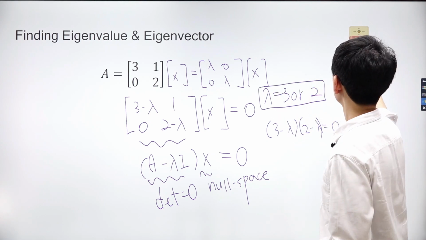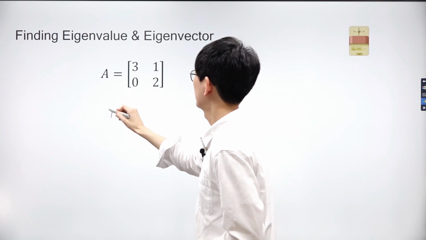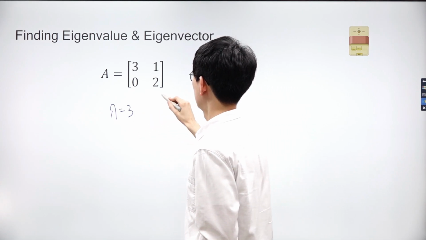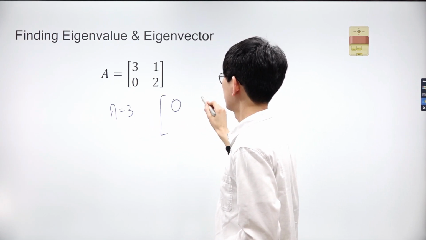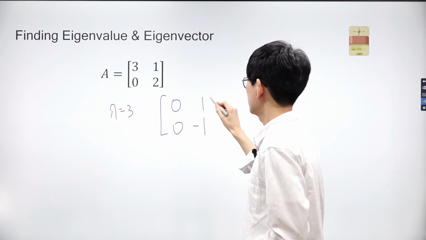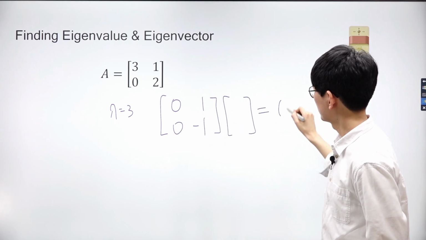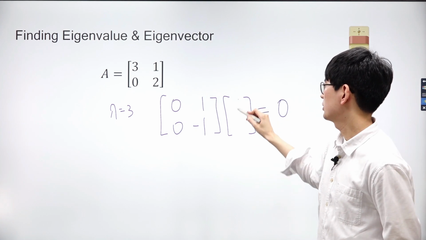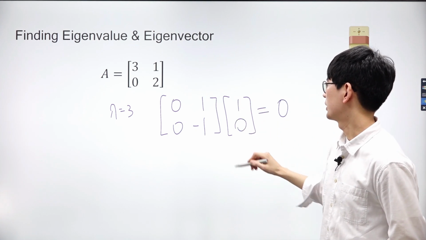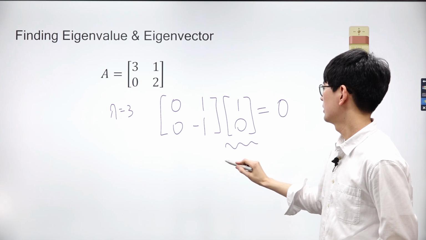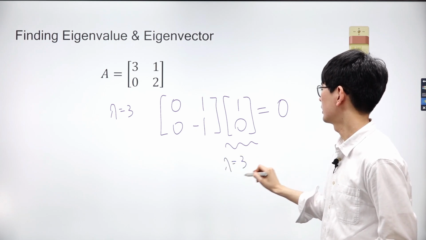When the value of lambda is 3, A minus lambda I becomes a matrix with values [0, 1; 0, 0]. The eigenvector is a vector that returns 0 when multiplied by the matrix. Thus, x is the vector (1, 0), and it's an eigenvector for eigenvalue 3.